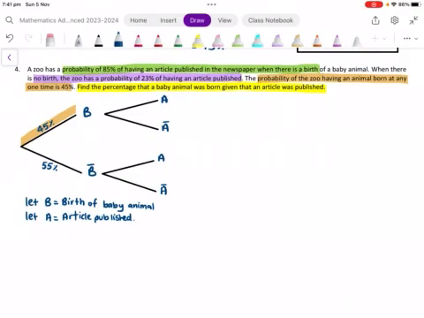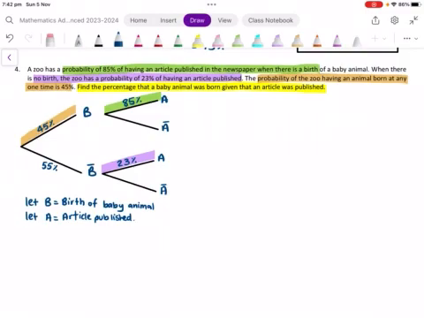So there's a probability of 85% of having an article published in the newspaper when there is a birth. So after a birth, we'll have 85% chance of an article. So we'll have 85% chance on this branch here. Now, when there is no birth, the zoo has a probability of 23% of an article being published. So when there is no birth, it is a 23% chance of an article being published.